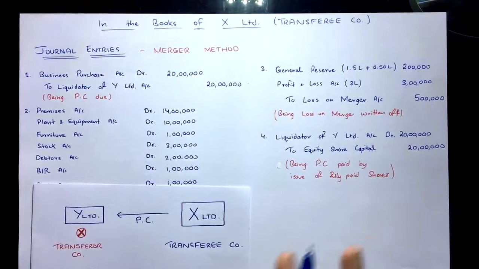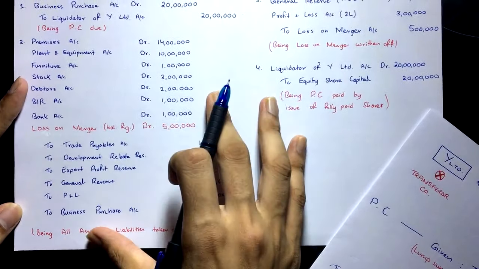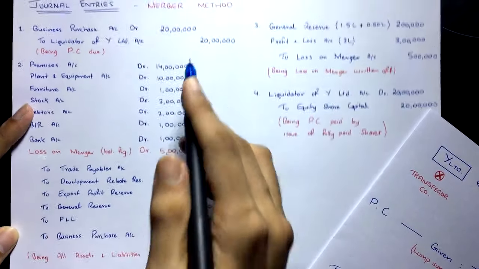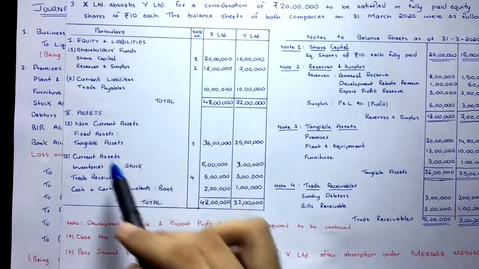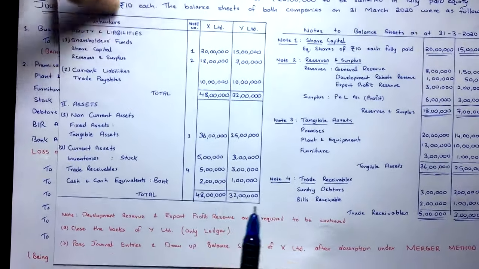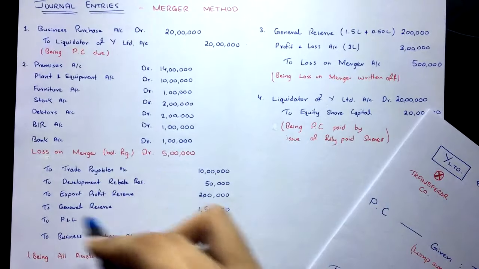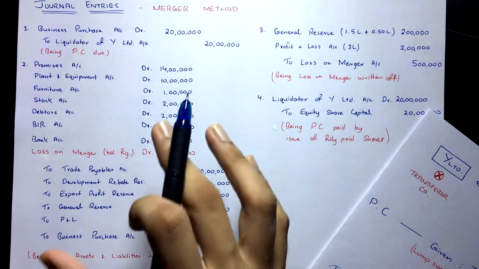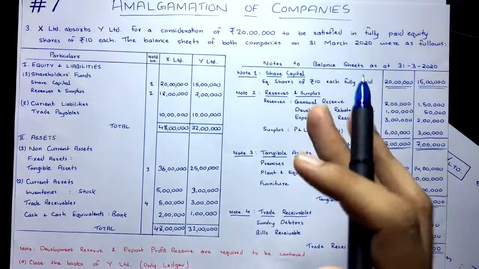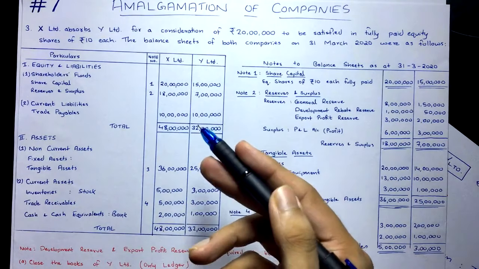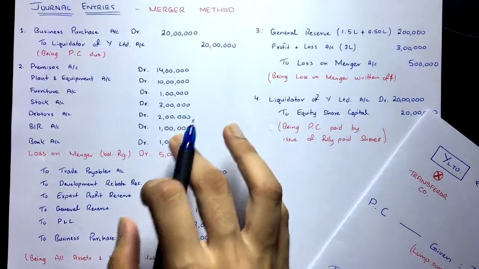The second entry is, see here, taking over all the assets and liabilities, being all assets and liabilities taken over. See this entry here. Since this is the merger method, everything is taken over. Whatever is there in the balance sheet, everything is taken over. In the purchase method, what we used to do was take only those assets and liabilities mentioned in the additional information as taken over, in the second entry. Yes, those assets which have been taken over in the purchase method. But here in the merger method, the condition is that everything should be taken over. So whatever is there in the balance sheet has to be taken over. And the second condition is that it has to be at book values. So we have to take all the book values in the second entry in the merger method.